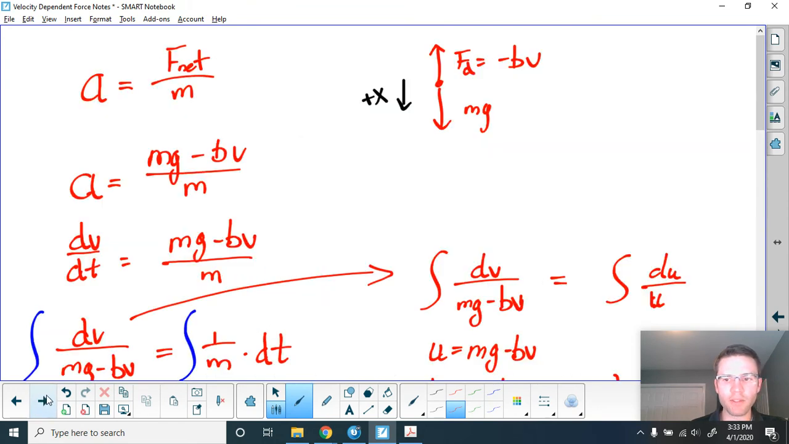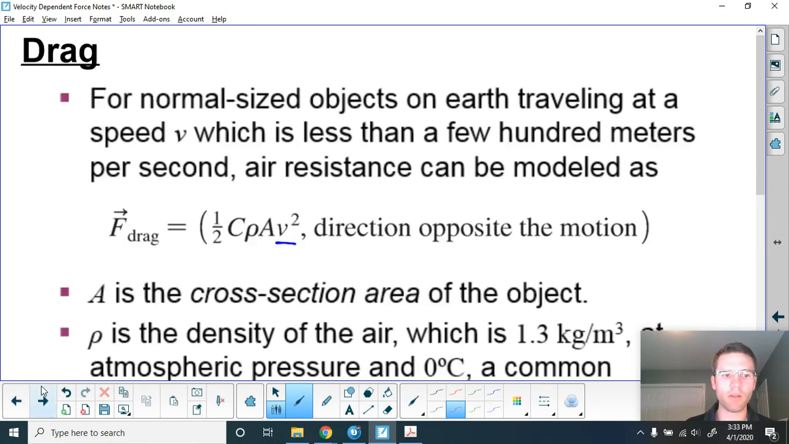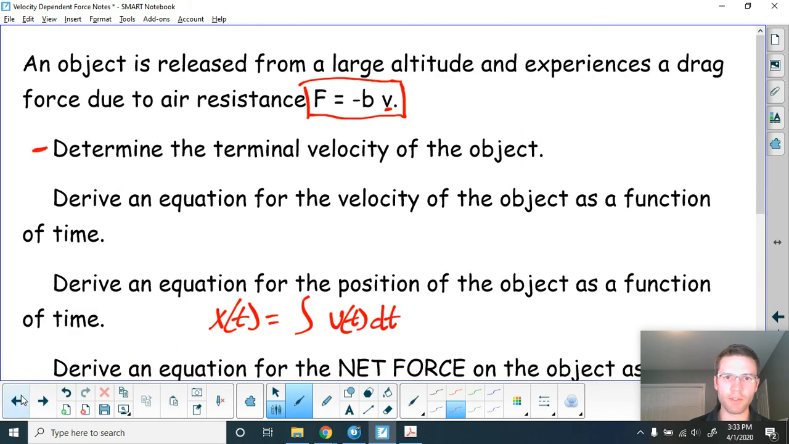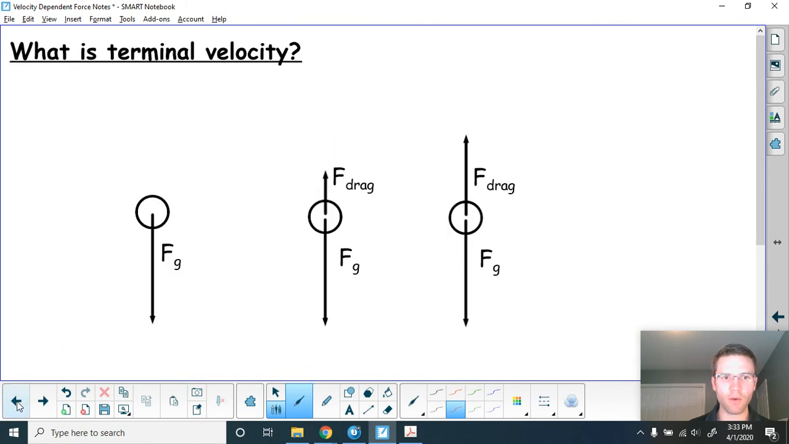What actually happens in the real world for relatively low velocities, your drag is actually related to the square of the velocity, and that is a much nastier equation to solve. It's in the reading that I gave you. You will not ever have to do that on an AP test, so don't worry about that. The only problems on an AP test are directly proportional to velocity, and those are the two types. You'll have drag ones or the boat ones.